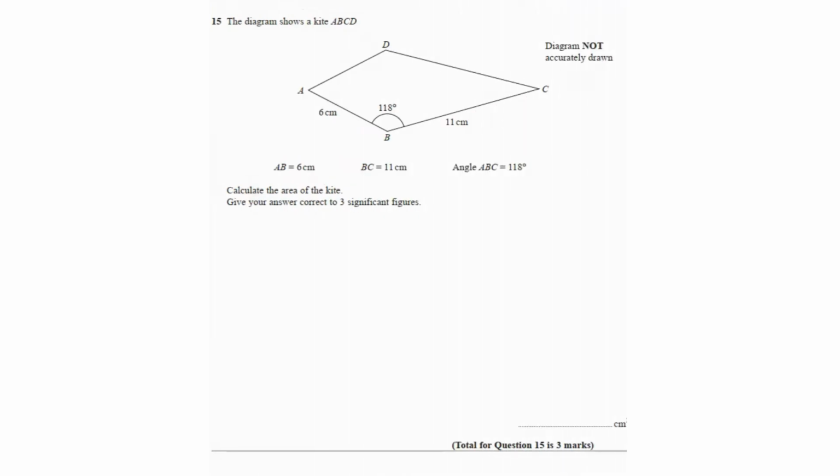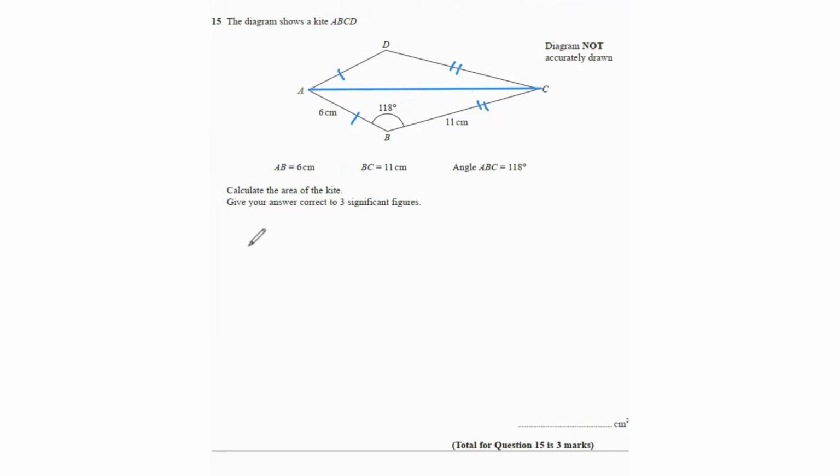In this question says the diagram shows a kite ABCD. AB equals to 6 centimeters, BC is 11 centimeters, and angle ABC is 118 degrees. Calculate the area of the kite. So if you notice, these two sides are identical. AD is equal to AB, BC equals to BC.